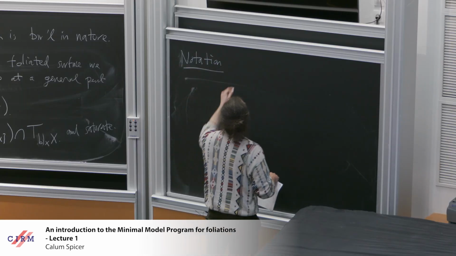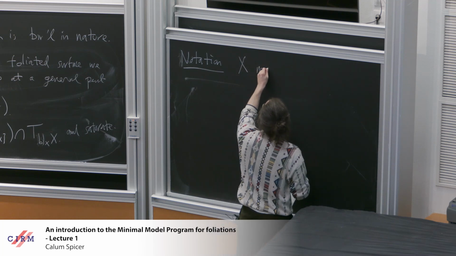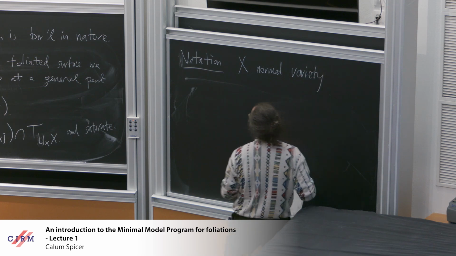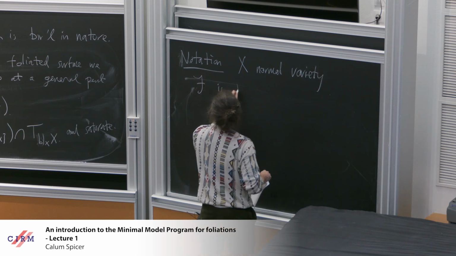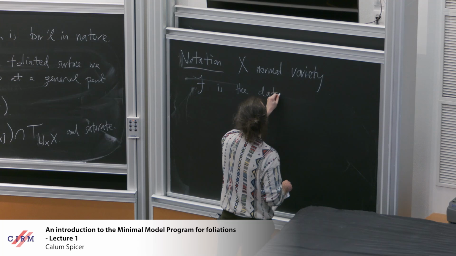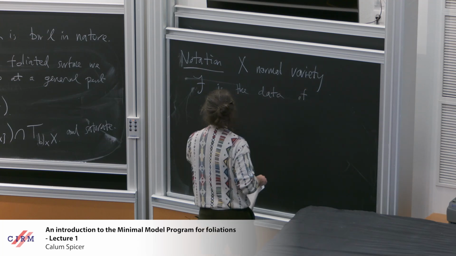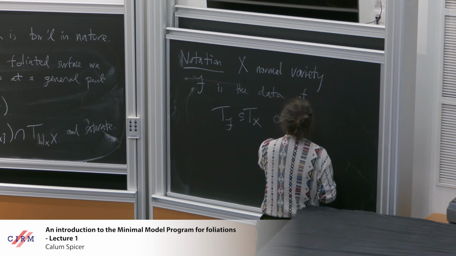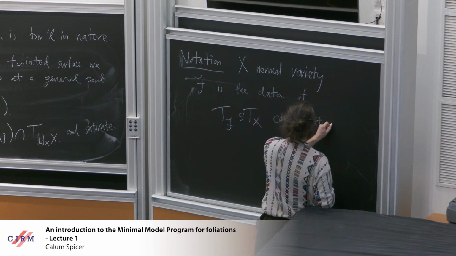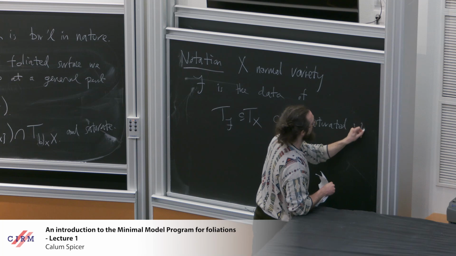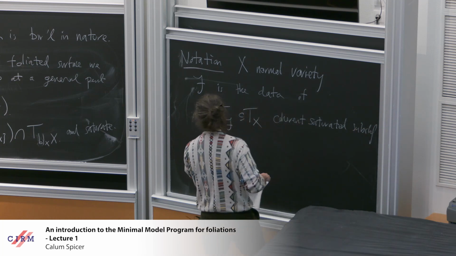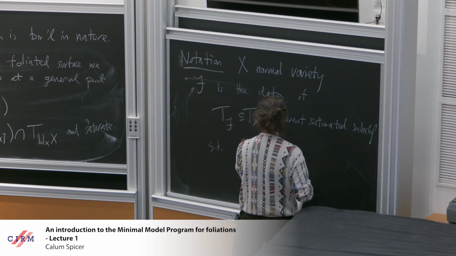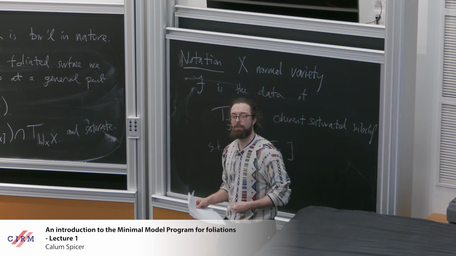So for me, ultimately we're going to have to work with normal varieties, but if you want to think smooth, that's totally fine. So F is the data, so a foliation for me is the data of T_F inside T_X, which is a coherent, saturated subsheaf such that it's closed under Lie bracket. If it's not saturated, I'll call it an integrable distribution.